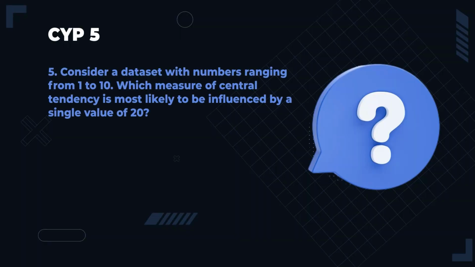The fifth question is: consider a data set with numbers ranging from 1 to 10. Which measure of central tendency is most likely to be influenced by a single value of 20? A, mean; B, median; C, mode; and D, all of the above.